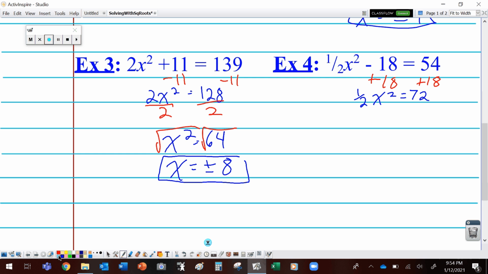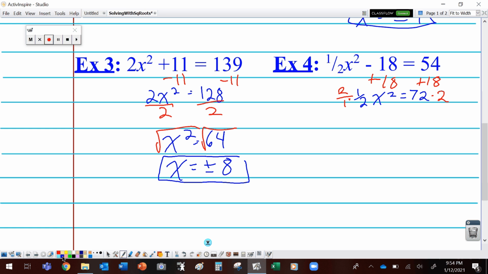Okay, now, x is being squared and then multiplied by a half. So the opposite of multiplying by a half is dividing by a half. So I should divide both sides by 1/2. Now we can do that, but there was a trick we learned back in middle school. To divide by a fraction, we multiply by the reciprocal. So the reciprocal of 1/2 would be 2 over 1, or even more simply, just 2.